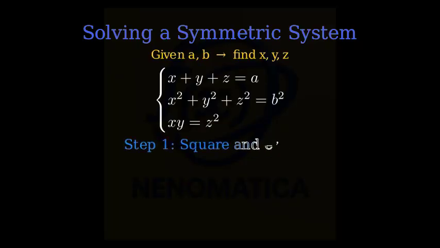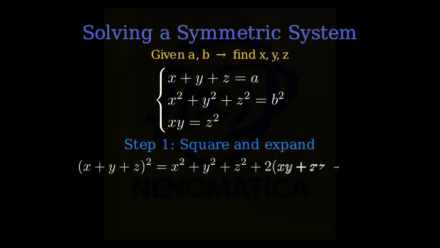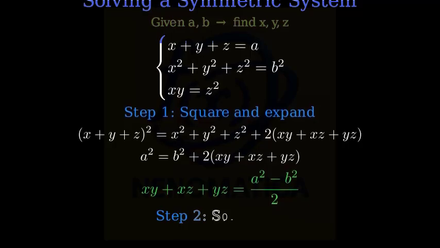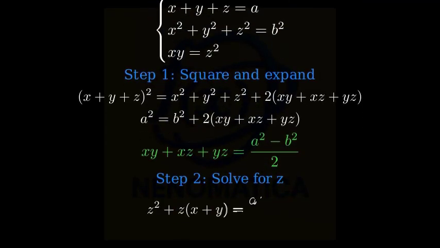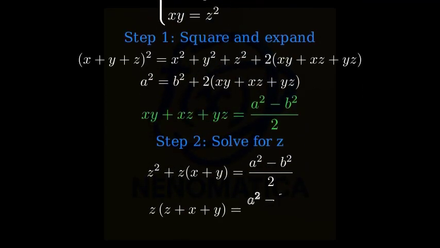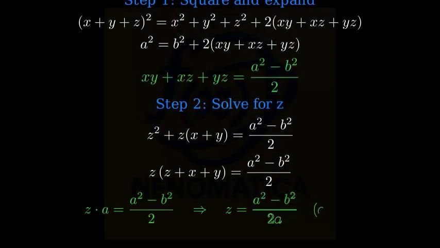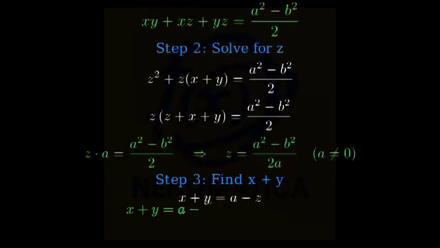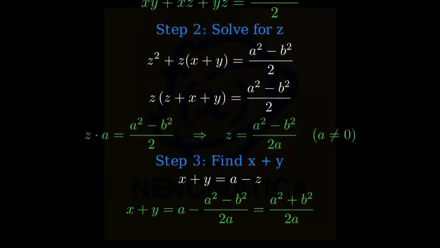Step 1. Square the first equation and use the identity. The sum squared equals the sum of squares plus 2 times the pairwise products. Step 2. Replace xy by z squared. Then factor z and use x plus y plus z equals a to solve for z. Step 3. Use the first equation to get x plus y by subtracting z from a.